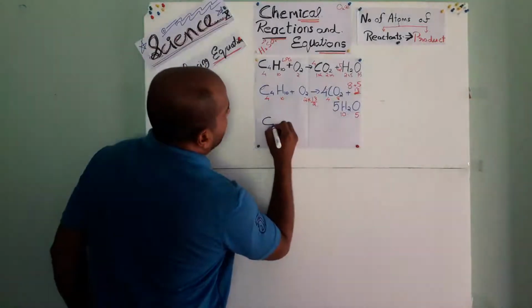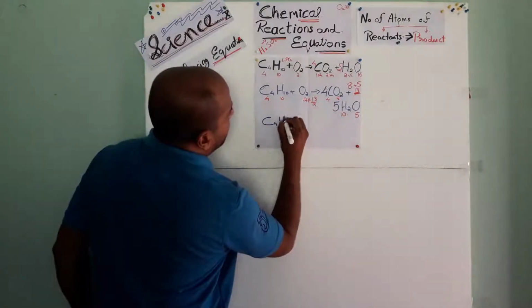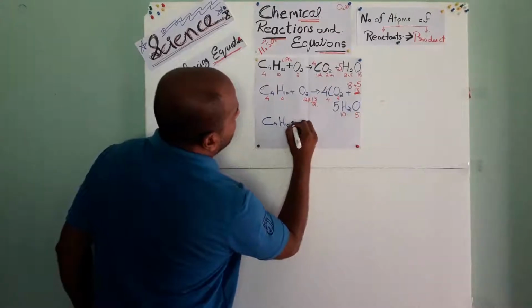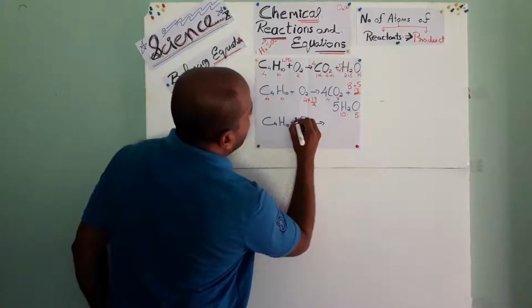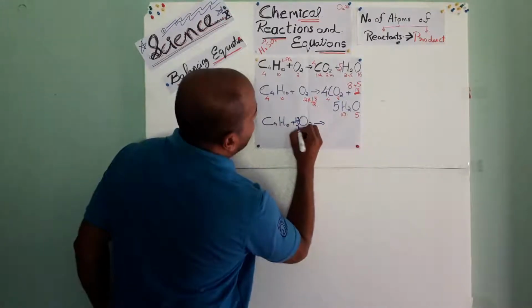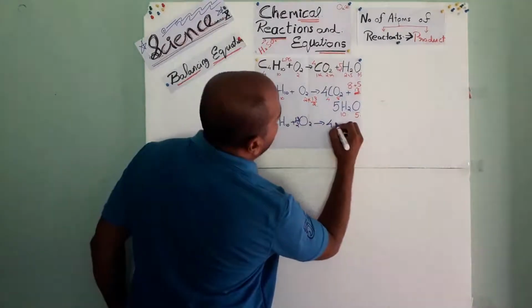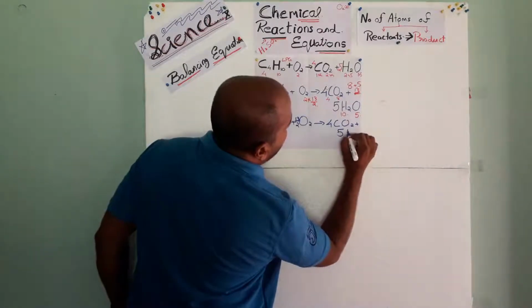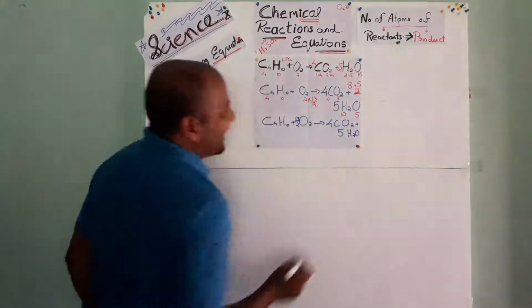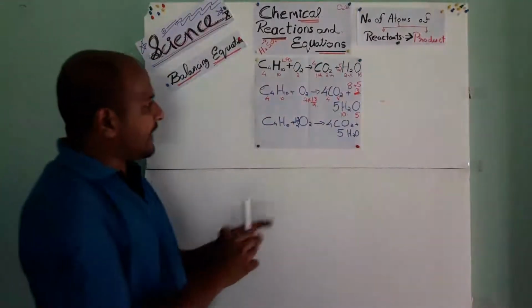C4H10 plus 13 by 2 O2 gives 4 CO2 plus 5 H2O. Again, there is a fraction here.